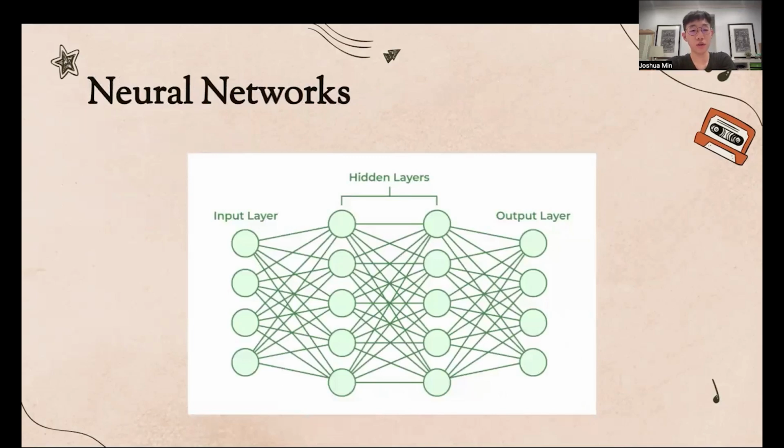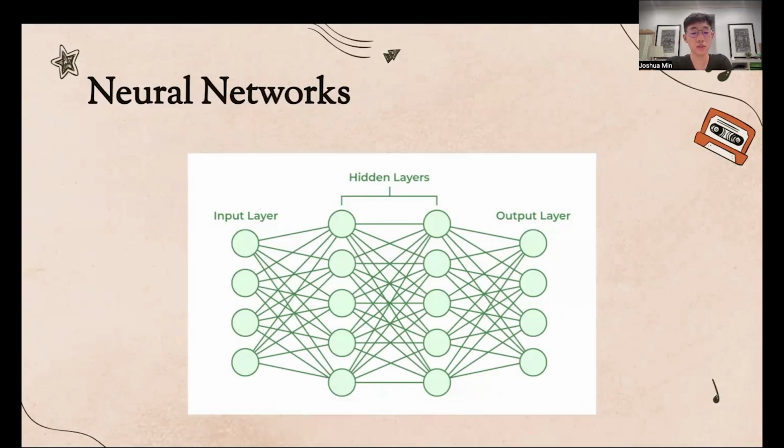This is an example of what a neural network looks like. Neural networks are a popular type of machine learning model inspired by the human brain structure. On the left of the diagram, you can see the input layer, where each circle represents a feature of your data, like pixel values in an image. And these features feed into the network.